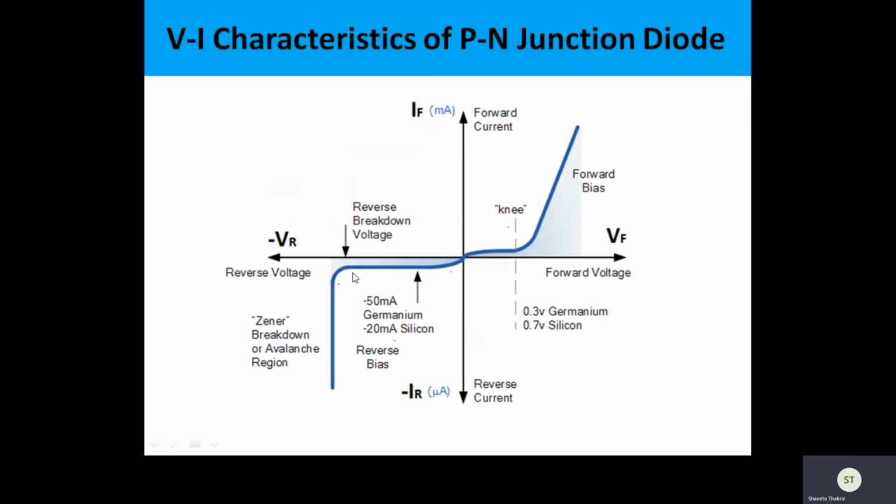So a breakdown rating is always specified with the PN junction diode, and care must be taken that the particular diode is operated before the breakdown of the junction. And a very important observation here is that the forward current usually lies in the range of milliamperes, and the reverse current lies in the range of microamperes.